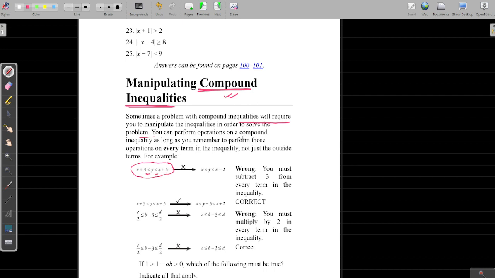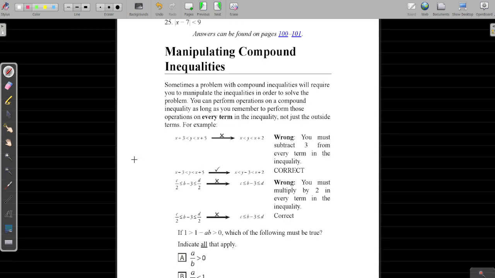You can perform operations on a compound inequality as long as you remember to perform those operations on every term in the inequality. It means whenever you perform any operation on any side, suppose you are performing an operation here, the same operation you must perform here, as well as here also. And here they have mentioned also not just the outside terms. It means you cannot perform the operation here and here only, you must perform the operation here, here, as well as here, in every portion of this inequality.